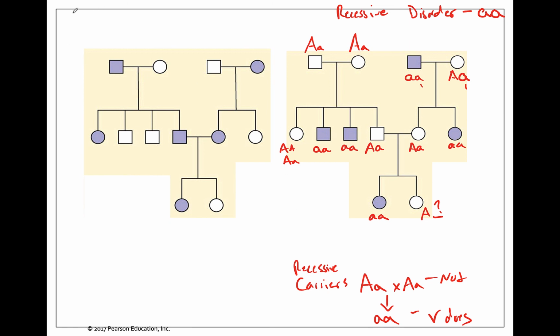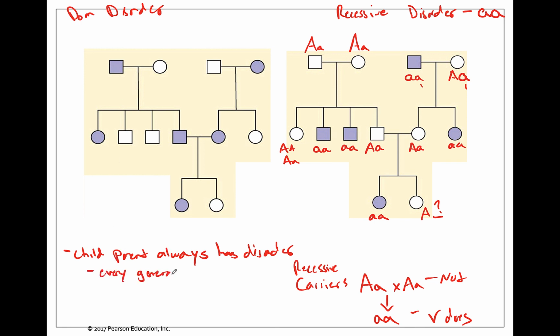So this is actually an example of a dominant disorder. There are some distinctive characteristics of dominant disorders that you can see. And so here, one is that if a child has it, the parent always has it. So here we can see a child with parents that have the trait, child with parents that have the trait, child with parents that have the trait. So a dominant disorder is going to show up in every generation.